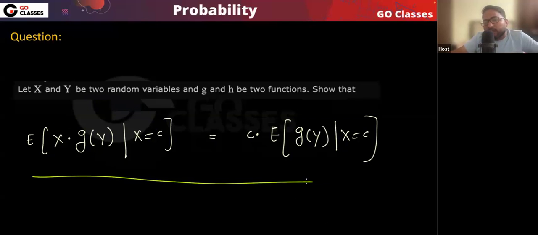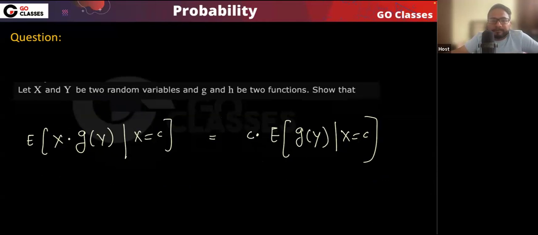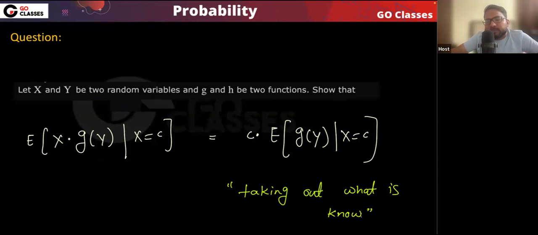Is this okay to everyone? This is not very hard to understand. Is this okay? What you can do is substitute the value of c, and then you can just take the c out. Basically, this is called taking out what is known. I mean, this is not a very popular term, but I'm just telling you, some authors use it. Taking out what is known, which means if x is known, you just take it out.